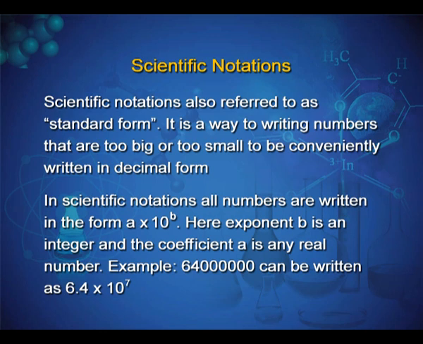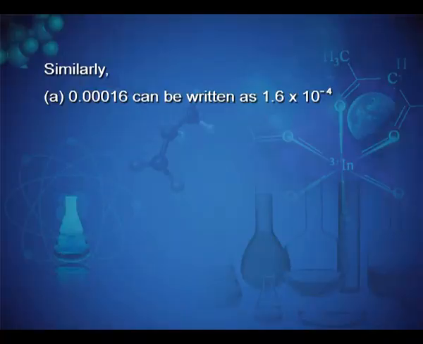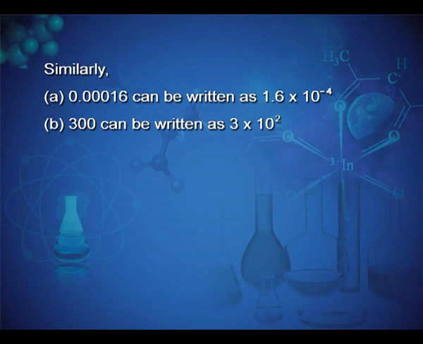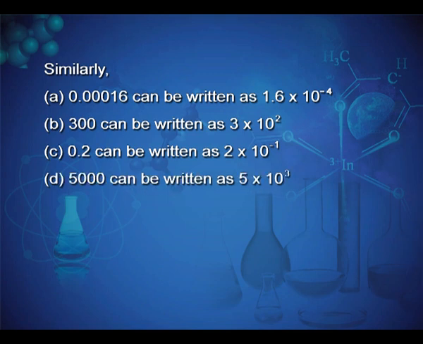Example: 64000000 can be written as 6.4 times 10 to the power 7. Similarly, 0.00016 can be written as 1.6 times 10 to the power minus 4. 300 can be written as 3 times 10 to the power 2. 0.2 can be written as 2 times 10 to the power minus 1. Similarly, 5000 can be written as 5 times 10 to the power 3.